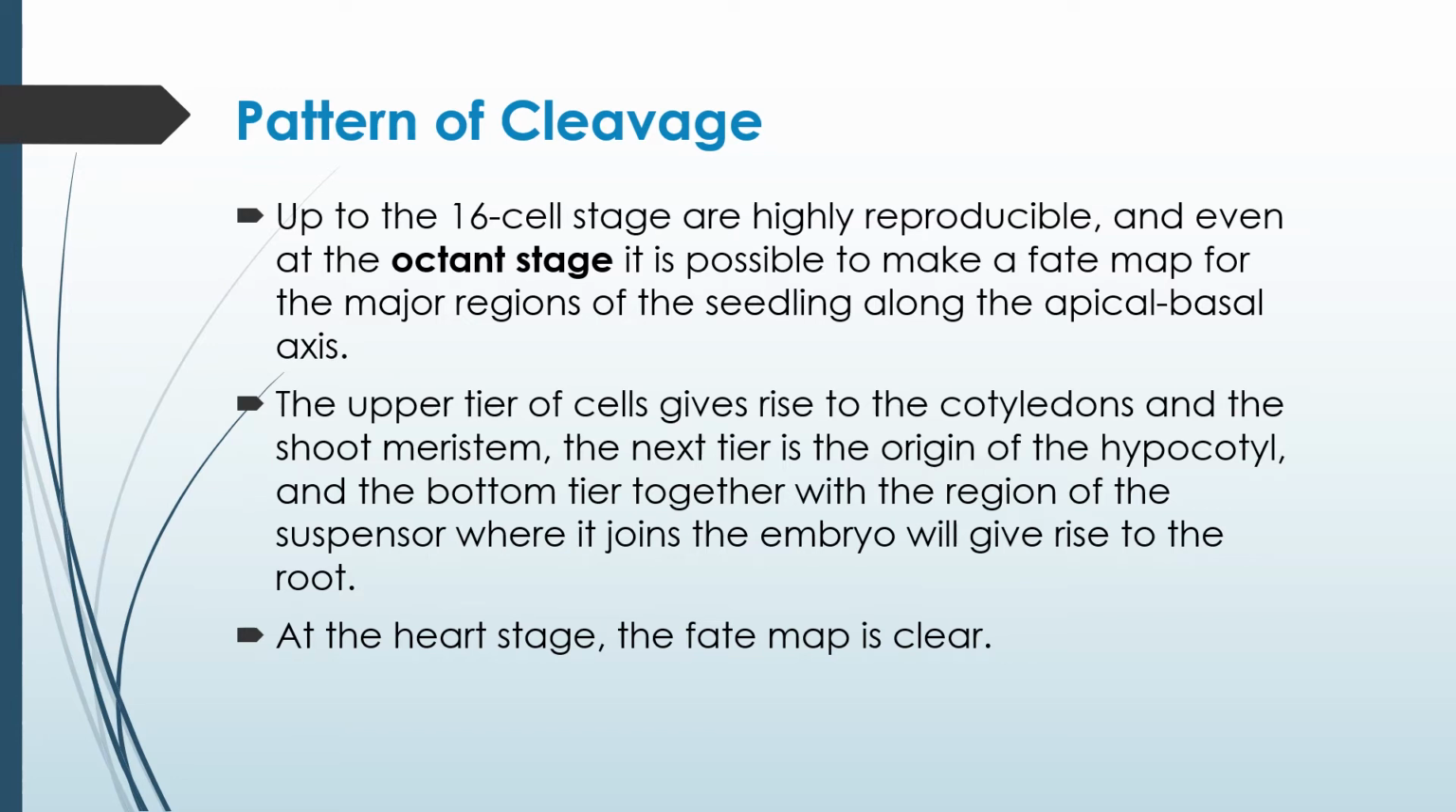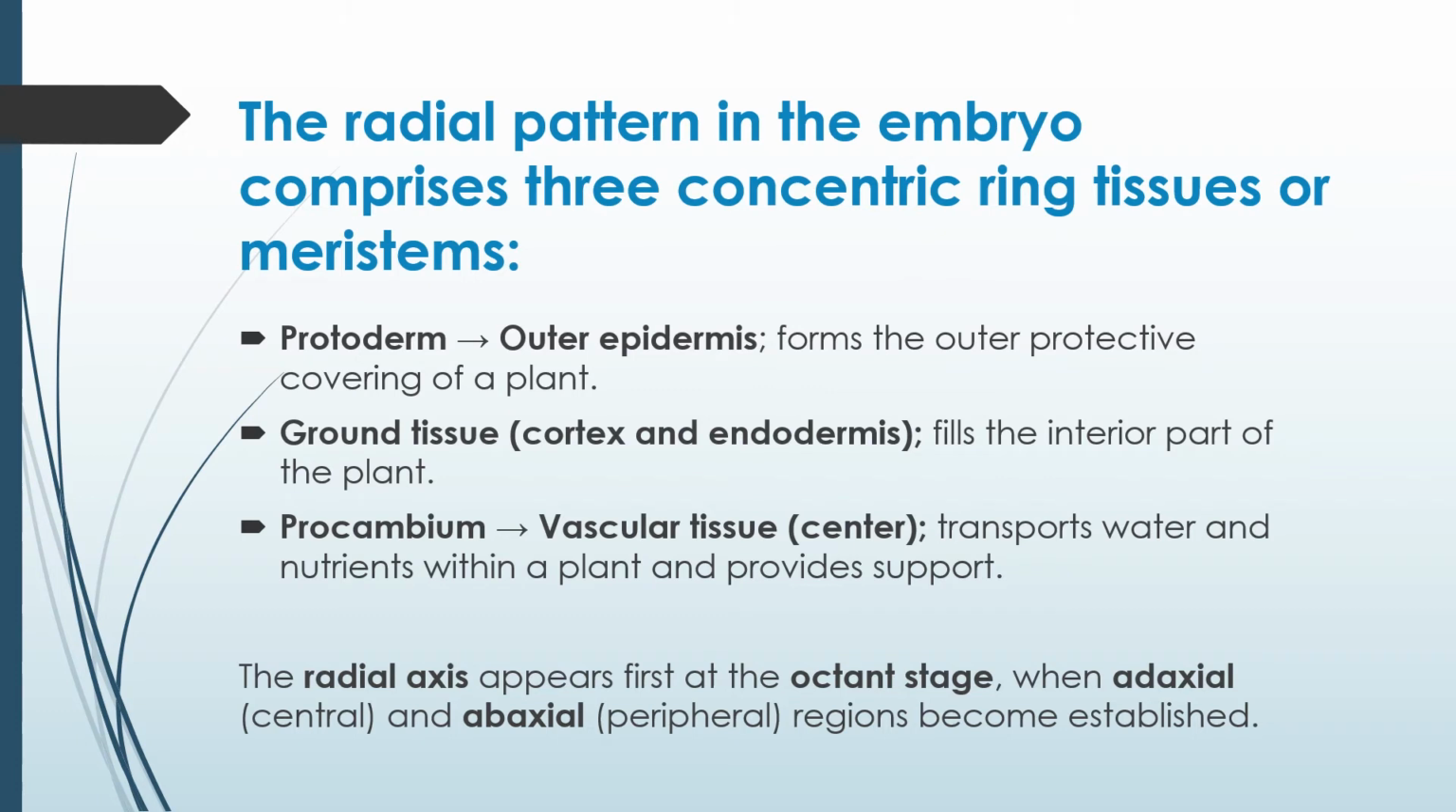At the bottom tier, together with the region of the suspensor where it joins the embryo, will give rise to the root. And then at the heart stage, the fate map is clear. The radial pattern in the embryo comprises 3 concentric ring tissues or meristems. So, the protoderm or the outer epidermis forms the outer protective covering of a plant. The ground tissue, which includes the cortex and the endodermis, fills the interior part of the plant.